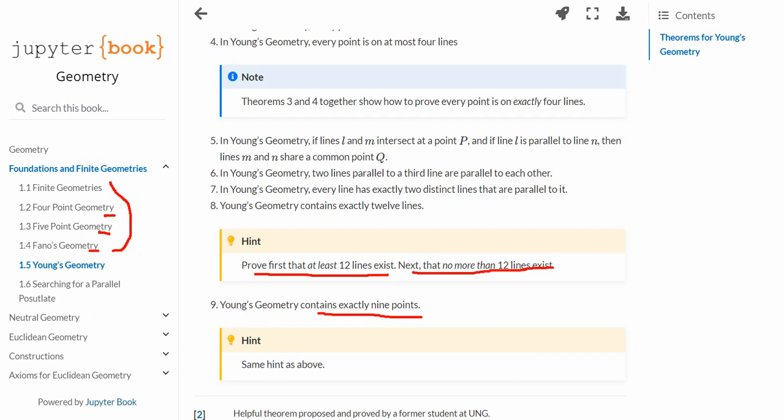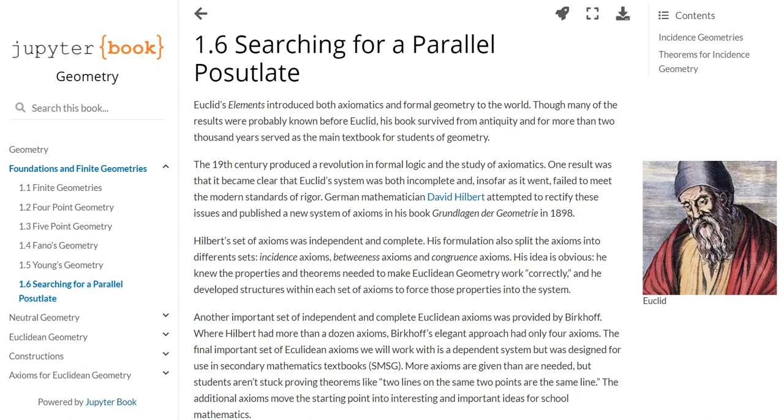So before we end our talk about chapter 1, the foundations in finite geometry, let's just talk about this searching for a parallel postulate, because it's really interesting that for 2,000 years people debated whether Euclid's fifth postulate was a theorem or whether it was actually an axiom. And it seems that even Euclid had some questions about it.